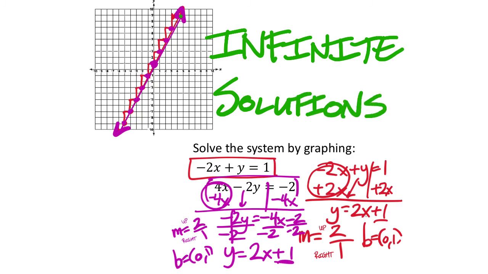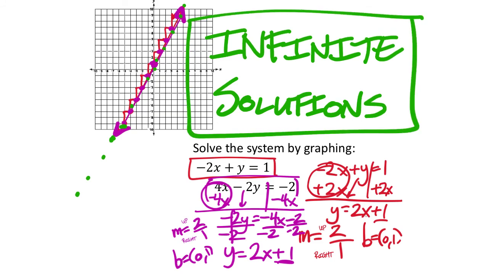Because it's going to intersect here and there and there and everywhere, even places off the graph out here and to the side. So this one, we won't declare any one specific solution. This one just has infinite solutions.